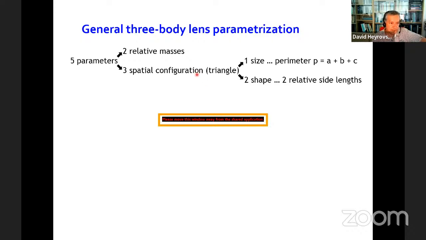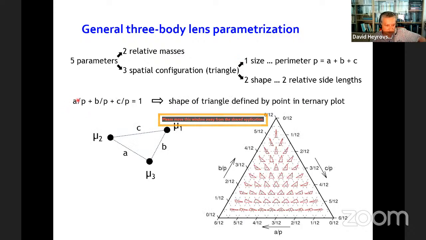To choose these parameters, it is reasonable to take one parameter which describes the size, and that will play the role of your scaling parameter. We will choose something democratic, which gives equal weight to all of the masses: the outer length, the sum of the sides of the triangle summed together. And then we have 2 parameters which will define the shape of the triangle. We take 2 relative side lengths. Of course, the third side length follows, because the sum of the relative side lengths gives 1. So you take A plus B plus C divided by P.